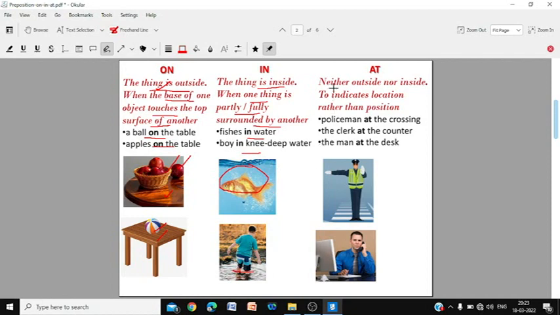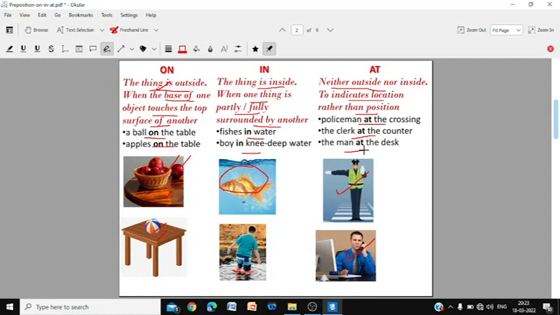At. Neither outside nor inside. We use at to indicate location rather than position. Policeman at the crossing. The location. Where is the policeman? Not the position. The clerk at the counter. There is a clerk at the counter. Neither inside nor outside. It is just the location. The man at the desk. So we are just talking about the location of the person or object and not inside or outside.